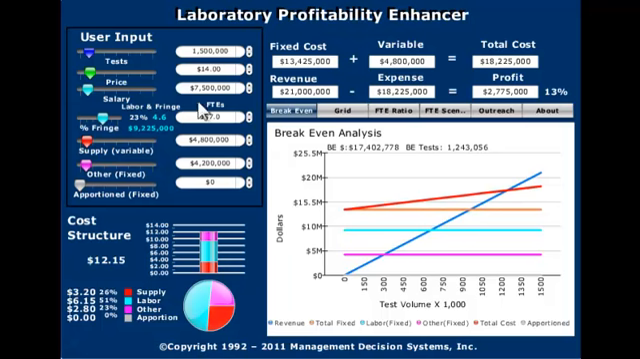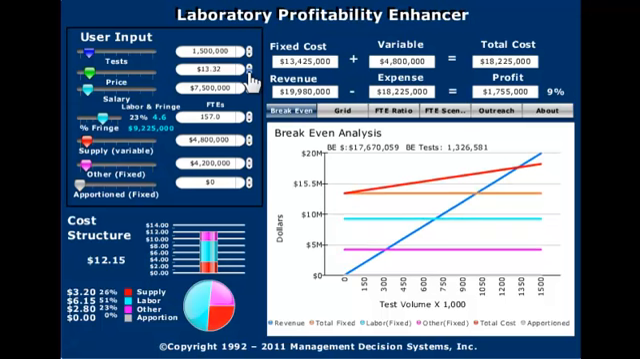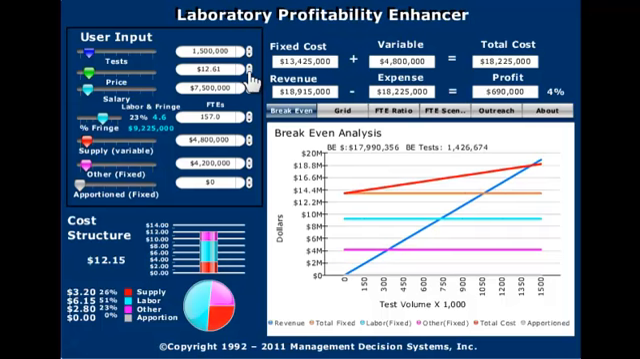Let's now go in and look at what the impact would be of reducing the price that's being paid to this laboratory. Pay particular attention as I move this downward. What's happening to the revenue and the break-even point. At a certain point in time, it's now at $12.61. At this point of $12.15, which is our fully loaded cost structure for this laboratory, it's going to go from making a profit to actually losing money.